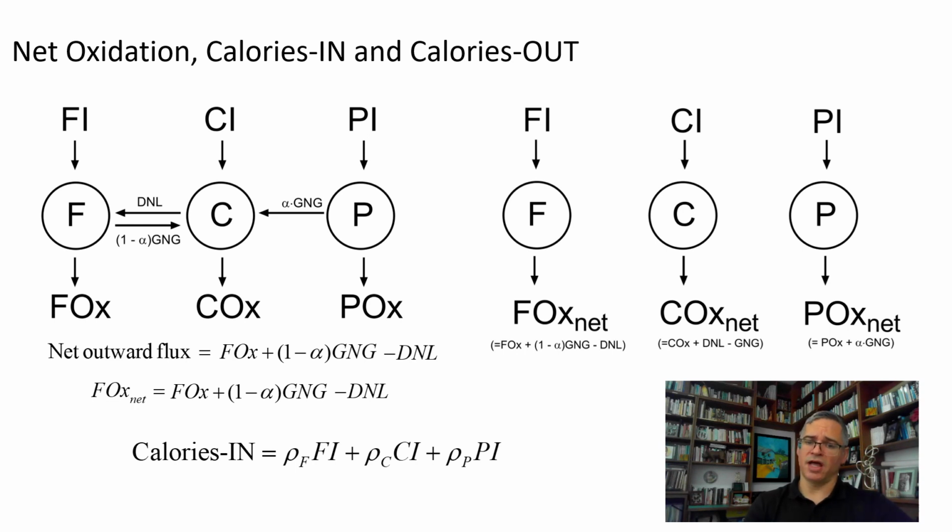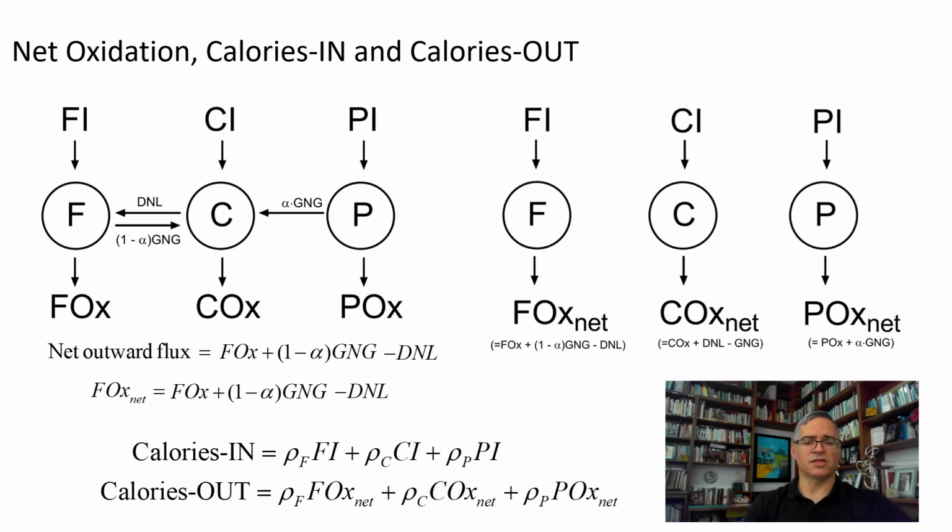Calories out, on the other hand, need to account for the change in the size of each compartment. Thus, the calories out must be calculated using the net oxidation terms as shown. The raw oxidation terms in the original diagram should not be used since they do not provide a complete account for the compartment size change.